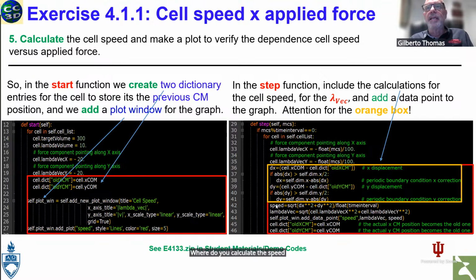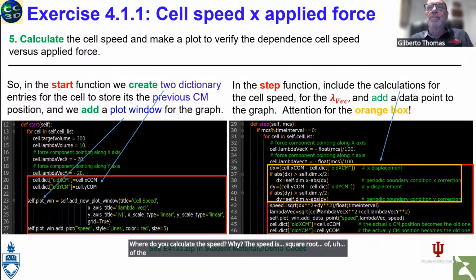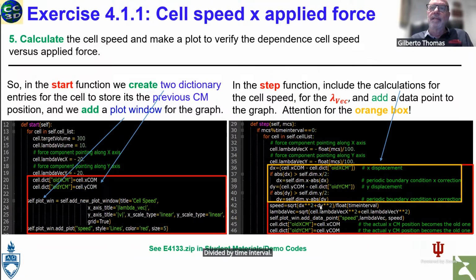Well, the speed is the square root of the displacement divided by time interval in this line here. And the lambda vec, the modulus of lambda vec, is the square root of lambda vec x squared plus lambda vec y squared. So now we have both the coordinates to be plotted in the graph, this one.